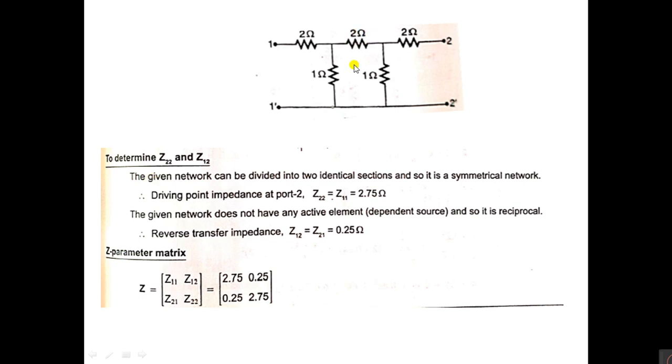If we divide this network in the center part, this is a mirror image. If we divide this portion, the same 2 ohm, 2 ohm and 1 ohm appear on the right hand side also. It is a mirror image. If it is a mirror image, no need to calculate anything. We already calculated Z11, that becomes Z22. And we already calculated Z21, that becomes Z12. So directly you write the answer. Z11 equals Z22, that is 2.75. Z12 equals Z21, that is 0.25. Now the matrix becomes 2.75, 0.25, 0.25, and 2.75.